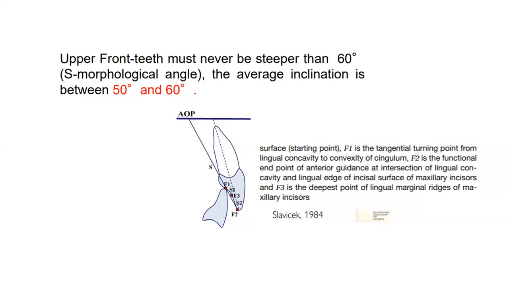Okay, so with the sagittal condylar inclination, we can figure out where the upper anterior teeth have to stay. We look at the lingual concavity of the upper anterior teeth. So F1 is the start position of function, F2, and the deepest concavity is F3. We look at this concavity, how it is, that inclination should be not steeper than 60 degrees, and the average inclination is 50 to 60 degrees. And if the sagittal condylar inclination is steeper, then this will also be steeper. If the sagittal condylar inclination is flat, then this will also be flat.